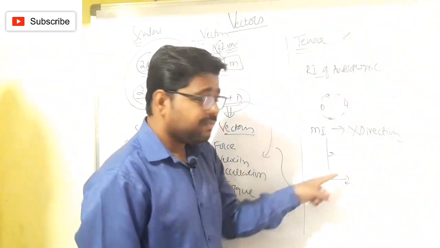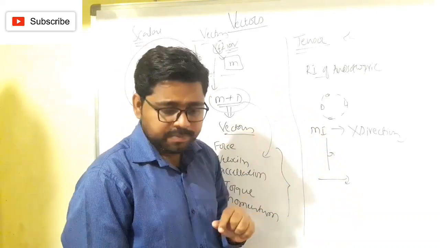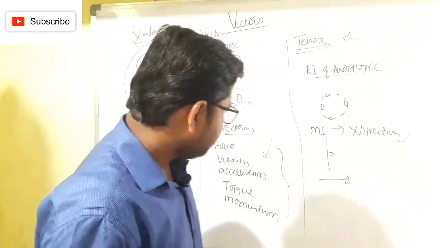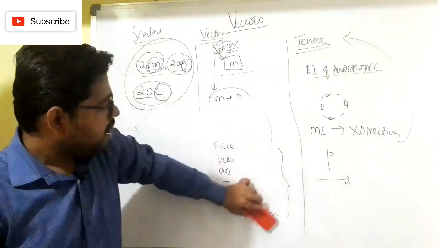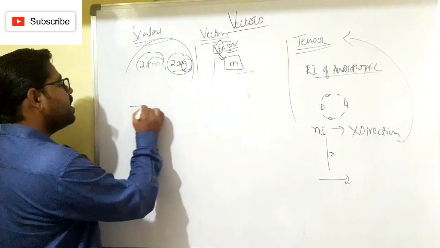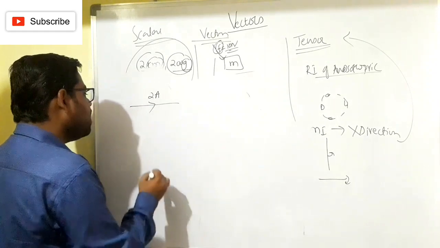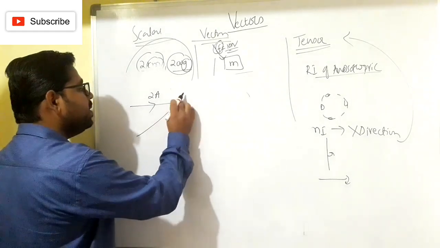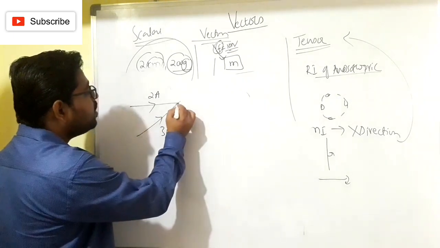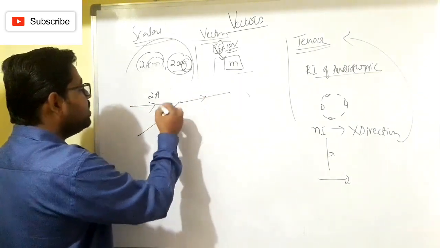But tensor is not of our level. In higher classes we will study it in depth. And if you notice, there are some exceptions for scalars and vectors. Consider current. Say 2 ampere of current is passing in a wire, and here one more wire is coming, and in this wire 3 ampere of current is passing. At this point there is a junction, and from there one more wire is passing. The amount of current there is how much?